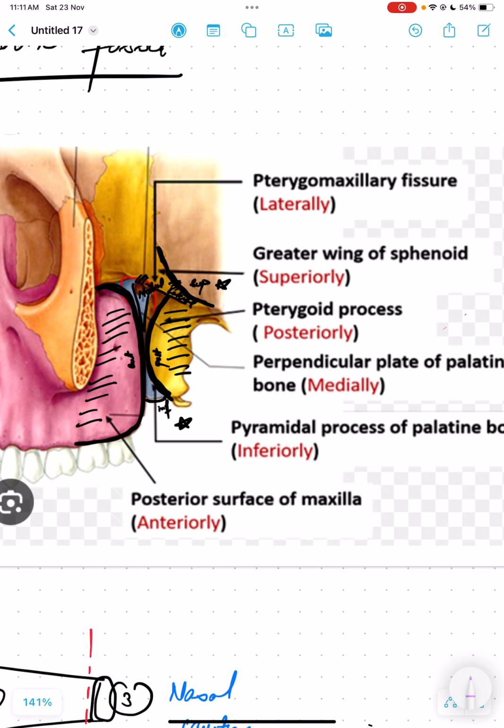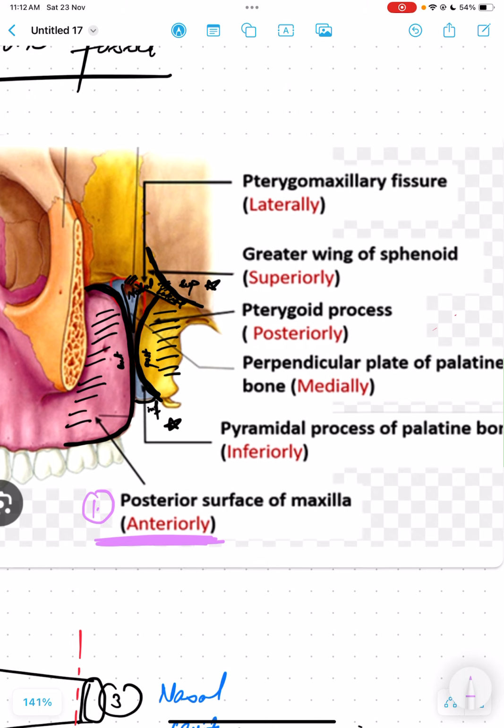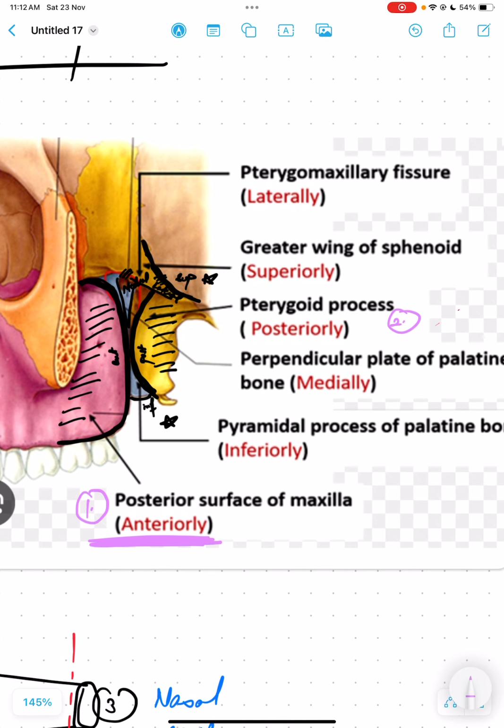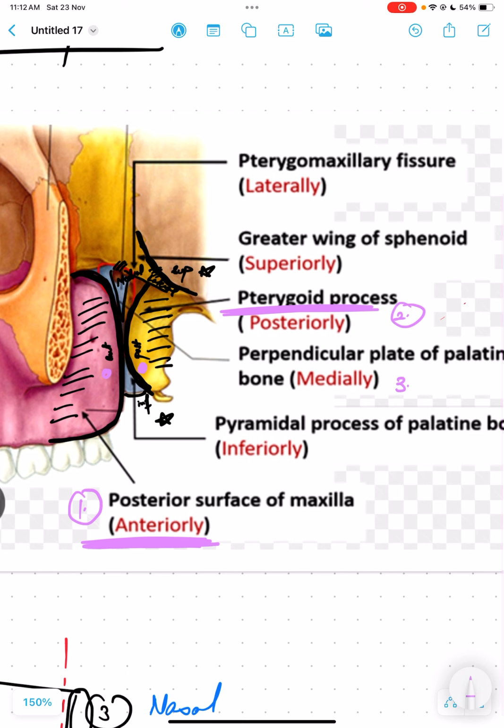Anteriorly we have the posterior part of the maxilla. This is the anterior part. Now starting from the anterior, let's discuss the posterior part. We have the pterygoid process. This is the anterior part, this is the posterior part. Posteriorly we have the pterygoid process. Let's discuss the medial part. This medial part, between the anterior and the posterior, is the perpendicular plate of the palatine bone.